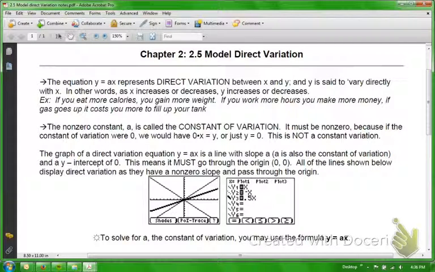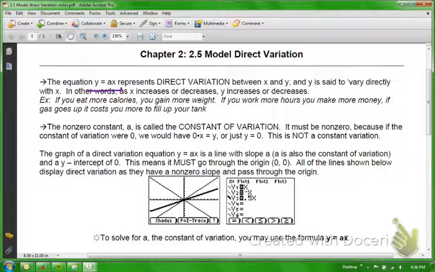Hi, today's lesson is on direct variation and a little bit on indirect variation. So, we are going to start with what is direct variation. We use the equation y equals ax to represent it. And it means y is said to vary directly with x, as x increases or decreases.